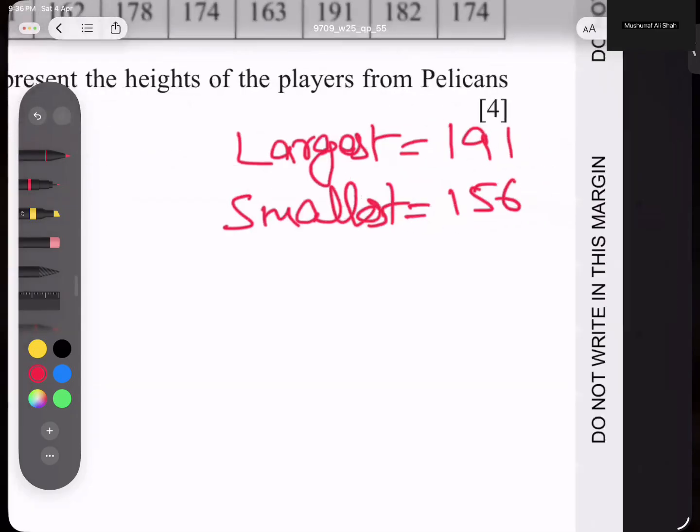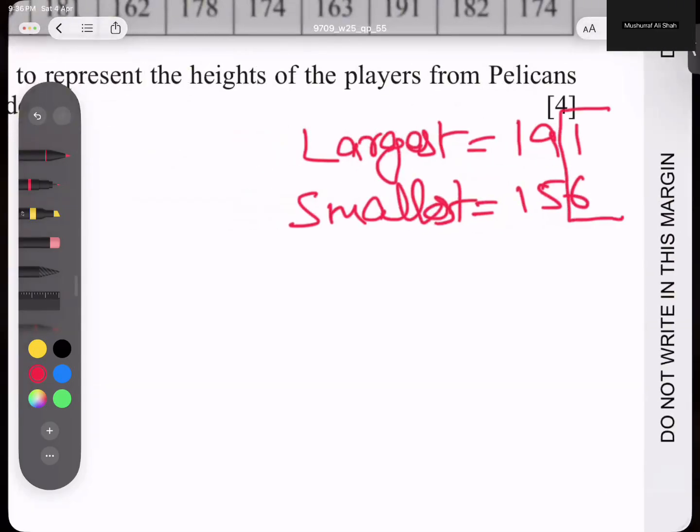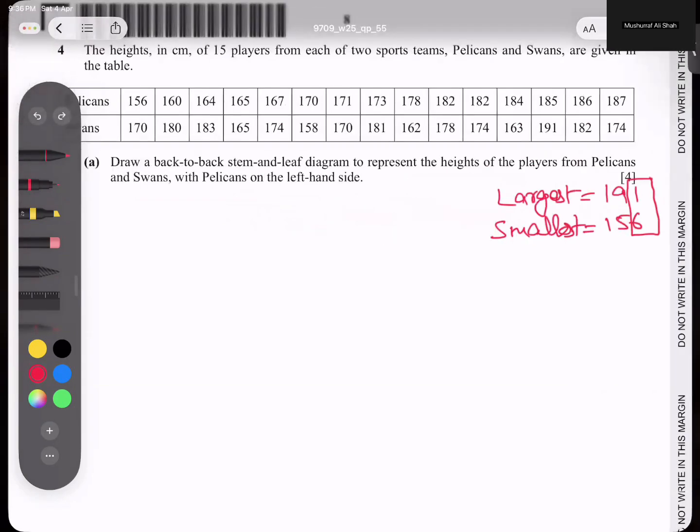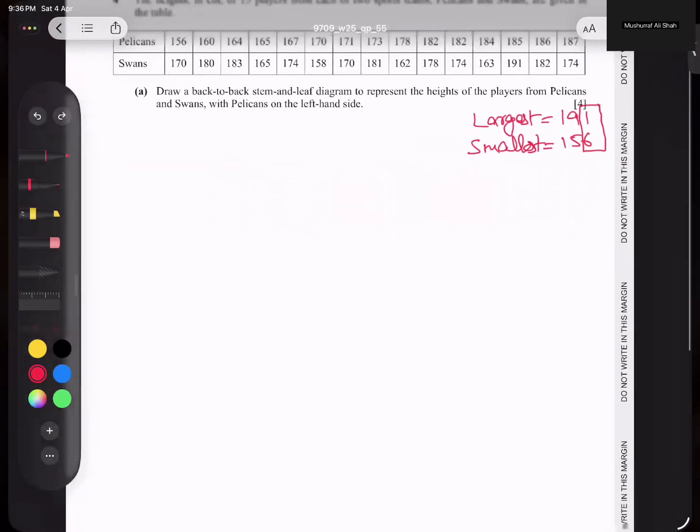Always you have to leave 1 digit from the right side. Always. And from 15 6 to 19, you have to make it. So this is the criteria we have, students. So I'm writing here 15, 16, 17, 18, and 19, and that's it.